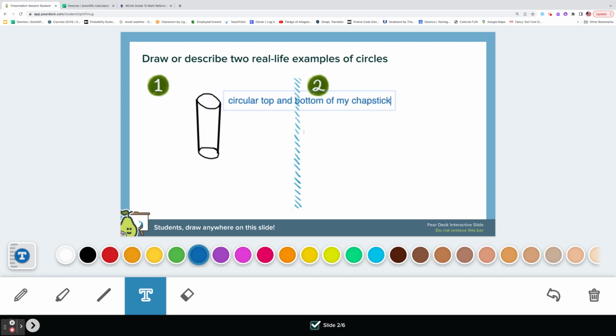There's so many more circles. So looking forward to seeing what you come up with for both real life examples. Let's move on to slide number 3.